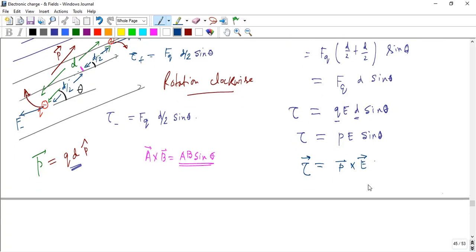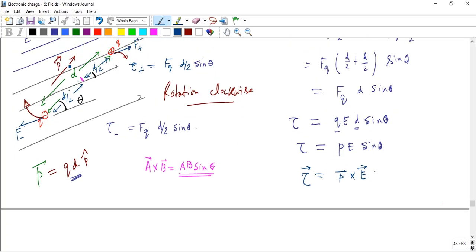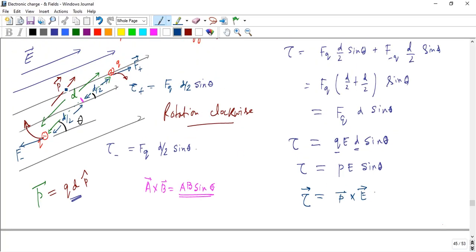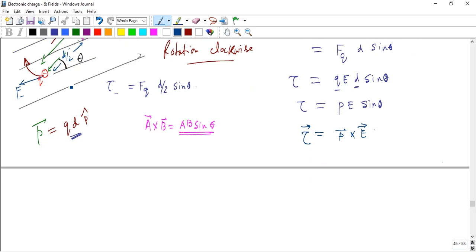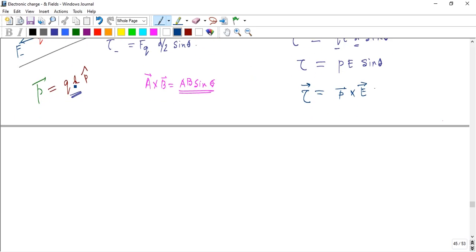Okay. So here, if P is parallel to E, if P and E are both in the same direction, then theta is equal to 0 degrees. So torque tau equals PE sin 0 degrees, which is 0. So the total net torque is 0.